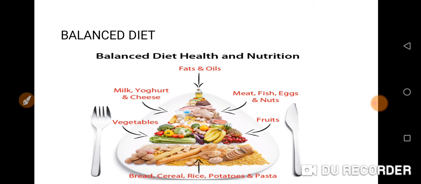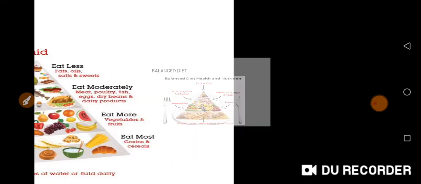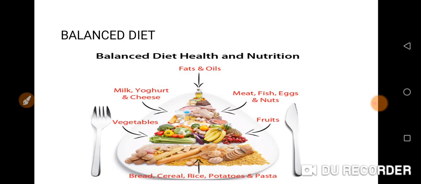Then the next one that you can see on the screen, balanced diet, health and nutrition. You must consider this one too. You can see fat and oil at the upper part. You can see meat, fish, egg and nuts, milk, yogurt and cheese, vegetables, fruits, bread, cereal, rice, potatoes and pasta. We must consider all this whenever we are planning our meal in order to eat a balanced diet.